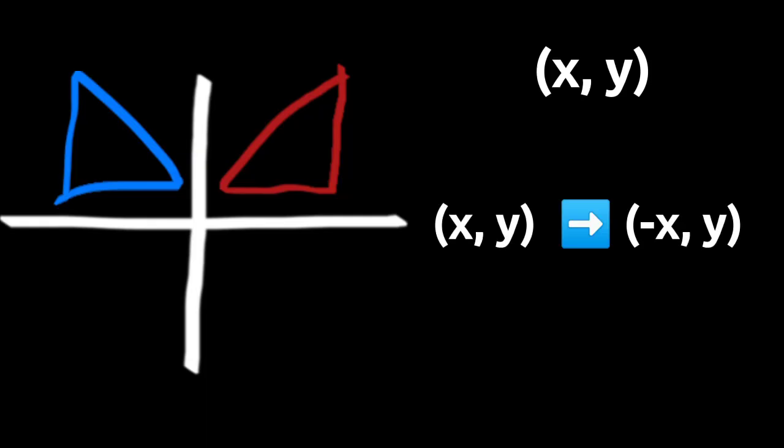Now let's talk about reflections over the y-axis. When you reflect over the y-axis, the figure flips over the y-axis. So we need to multiply the x-coordinate by -1. For example, if we have the point (x, y), the new point will be (-x, y), because the x-coordinate is multiplied by -1. That's how you reflect over the y-axis.